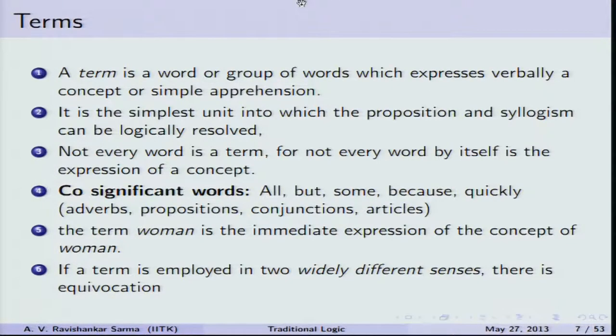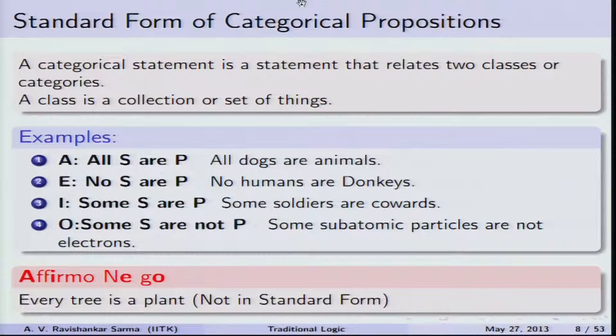In modern notation, they represent sets or classes. We will talk about this a little bit later. If a term is employed in two widely different senses, we call it the problem of equivocation. If there is a shift in the meaning of the usage of the term, it leads to a fallacy which is called the equivocation fallacy.